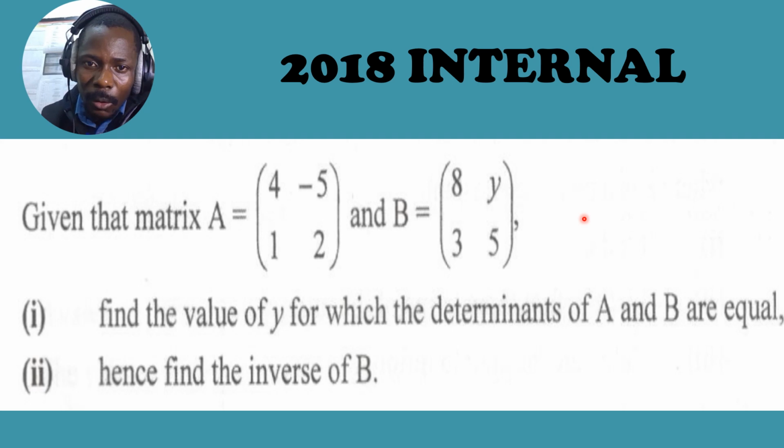All right, find the value of y for which the determinants, take note of that, of A and B are equal. Hence find the inverse of B. Now, this is so great in that you discover that the two matrices have got the same determinant. Meaning that for us to find the value of y here, we are going to use the determinant of matrix A, because we've been told that the determinants of the two matrices are the same. So if you find the determinant for matrix A, that is the same determinant for matrix B. All right, so let's just jump into the solution slide.